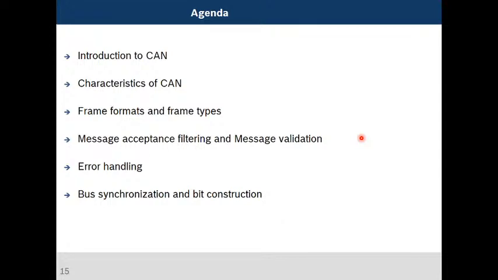First of all, we will see the introduction to CAN: what CAN is, its details and characteristics. What are the characteristics available in CAN, and the frame formats and frame types. What frame types are available in the CAN protocol, and how the frame format is structured. The next topics are message acceptance filtering, message validation, CAN error handling, bus synchronization, and bit construction, and how they are dealt with in the CAN protocol.